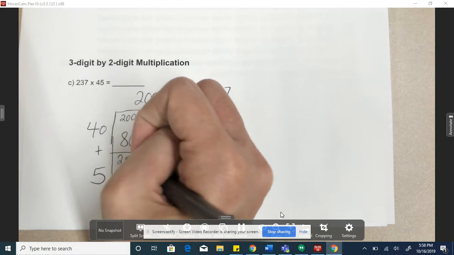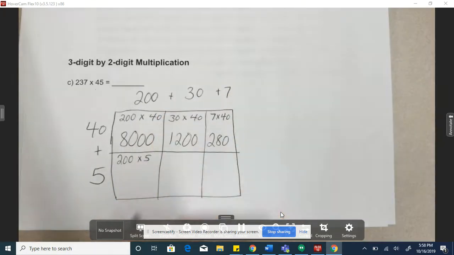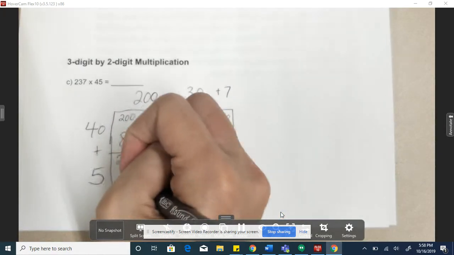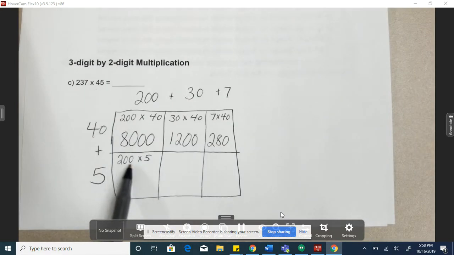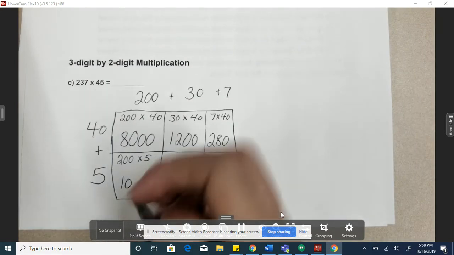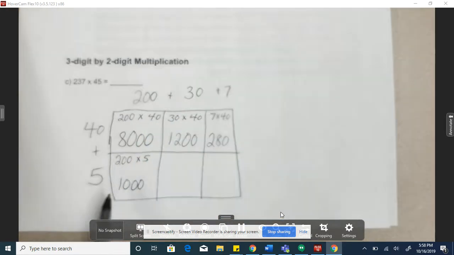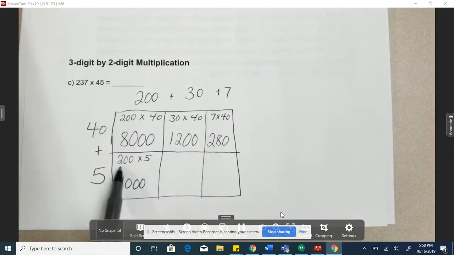Here, 200 times 5. Let's see, 2 times 5 is 10. Hundreds, because it's 200s, times the 1s, so hundreds times 1s is hundreds, so I know I need 10 hundreds, which is the same as 1,000. 200 times 5 is 1,000.